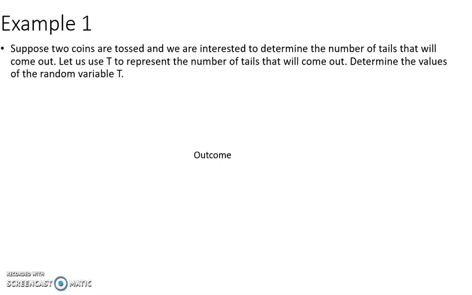Example 1. Suppose two coins are tossed and we are interested to determine the number of tails that will come out. Let us use capital letter T to represent the number of tails that will come out. Determine the values of the random variable capital letter T.